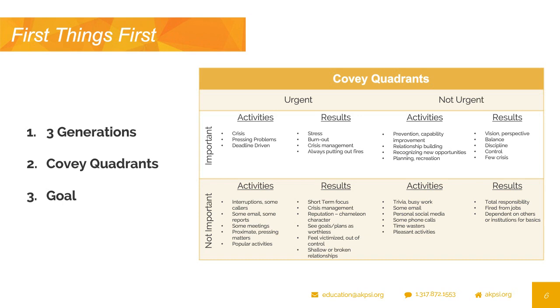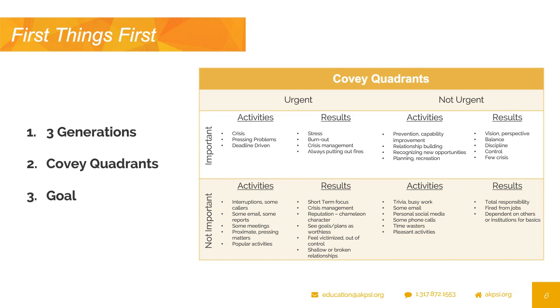So we need to think about things in this quality time that can help in prevention, in keeping things out of quadrant 1. This is your capability improvement, or building relationships with people, recognizing new opportunities, planning things, and then of course recreation. For instance, maybe this weekend you got to do some fun, exciting things, or something just relaxing, taking it easy. Those are important things we have to do to have a good balance in our life.